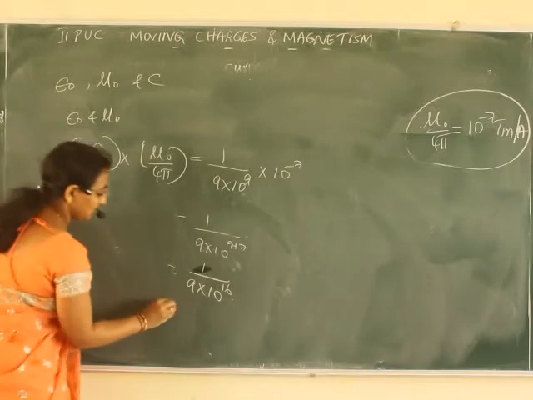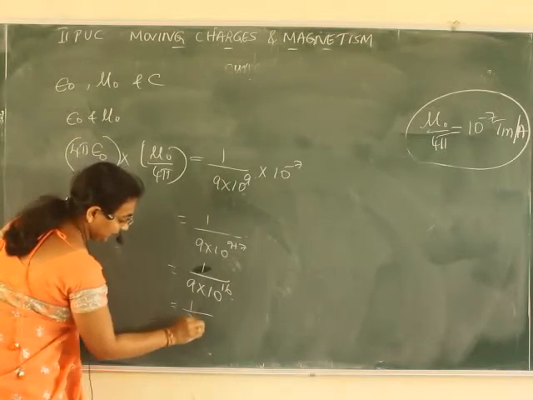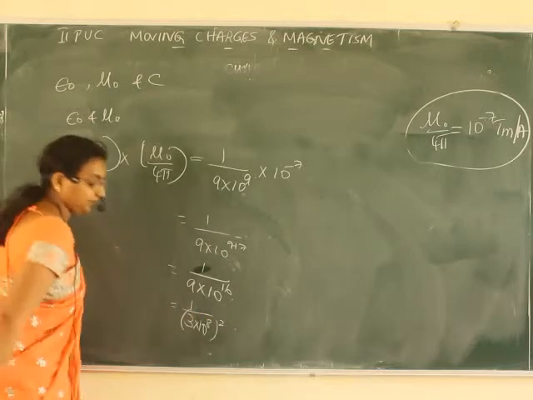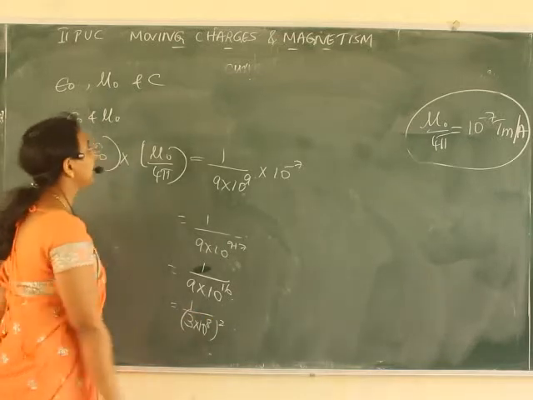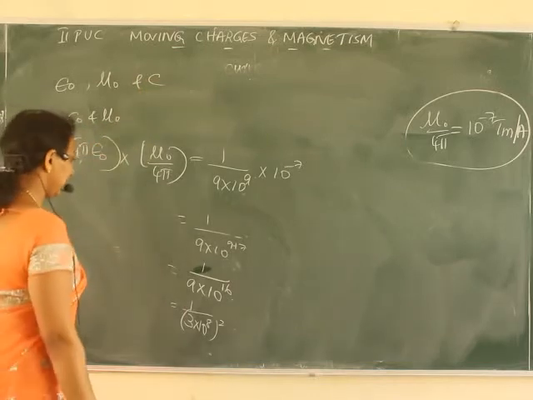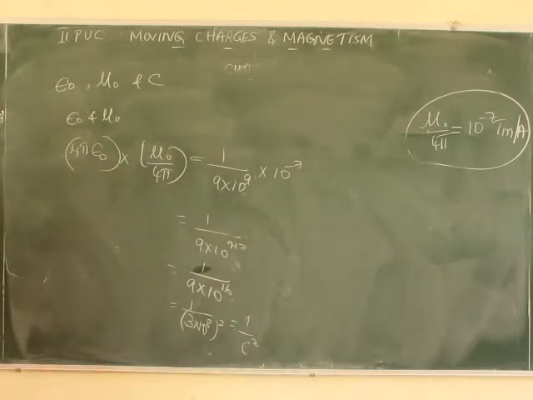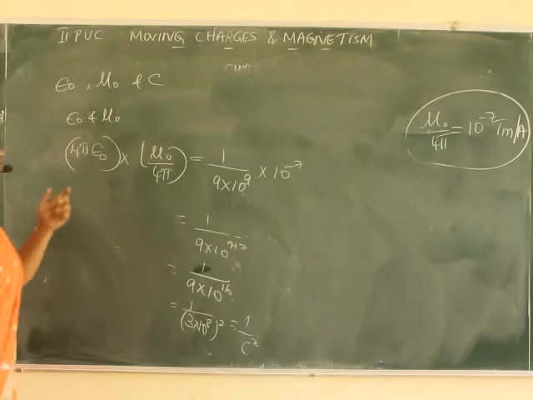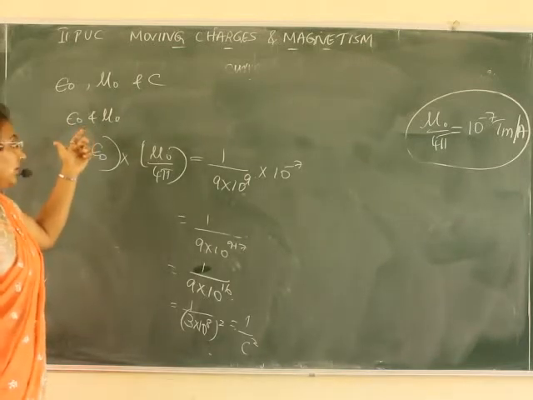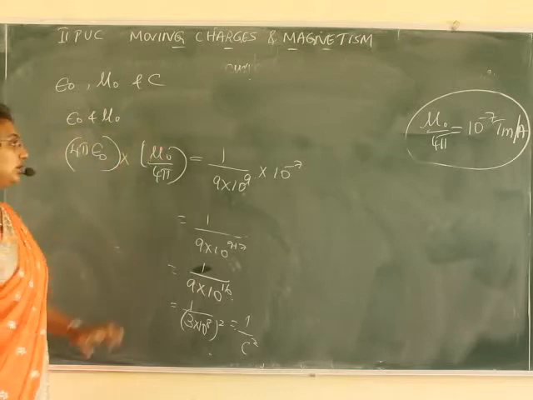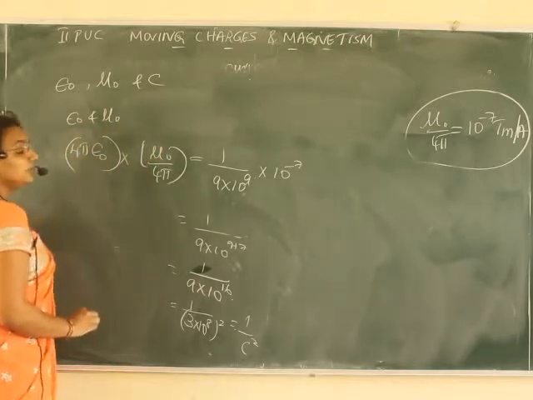I can write this expression as 1 by 3 into 10 to the power 8, the whole square. What is 3 into 10 to the power 8? It is nothing but C. So what will I get? It is equal to 1 by C square. You can ask me one question. Actually, I said the product of epsilon naught and mu naught, correct? But I have written it here as 4 pi epsilon naught.